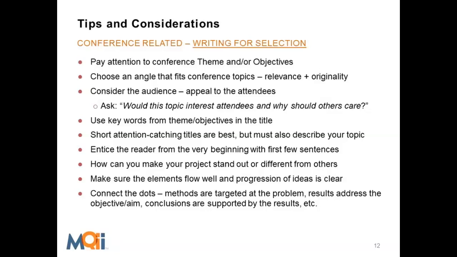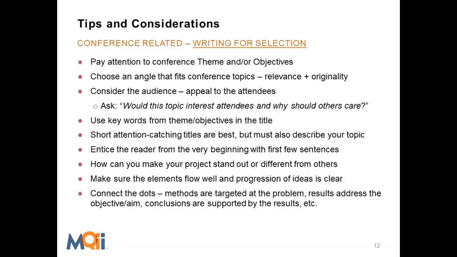Take into consideration the audience or those that will be attending and make sure it appeals to them. So in many cases, I've asked myself, would this topic be of interest and why should others really care? I've used also some of the theme or key words that they have in the objectives of the conference. I've actually used certain words in the title of my abstract, and made sure that it's catchy when you're writing your titles. And make sure also that the narrative, the abstract itself, the paragraphs, entice and catch the reader's attention from the first few sentences.